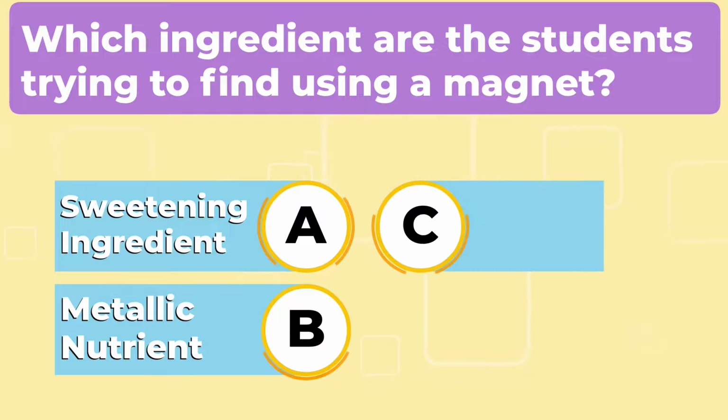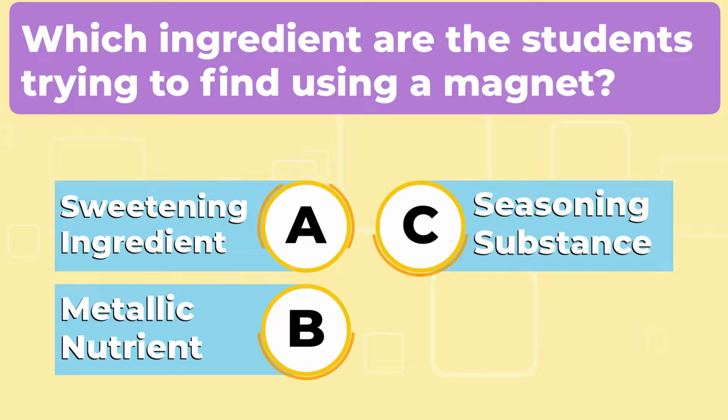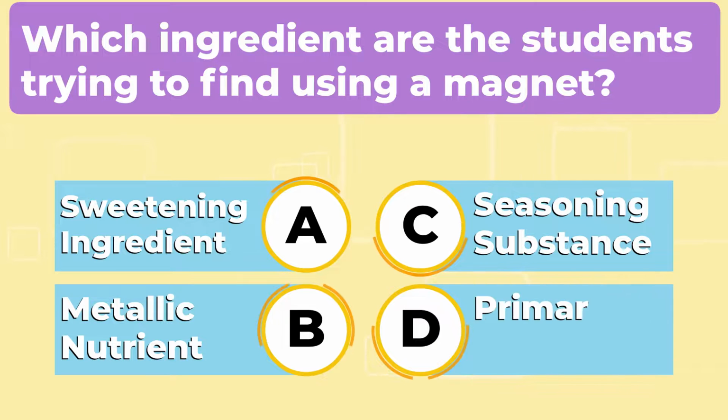Option C. What about a seasoning substance? Would a magnet help us discover this component in the mixture? Option D. Could it be the primary grain itself? Is the main ingredient of the cereal something that would react to a magnet?